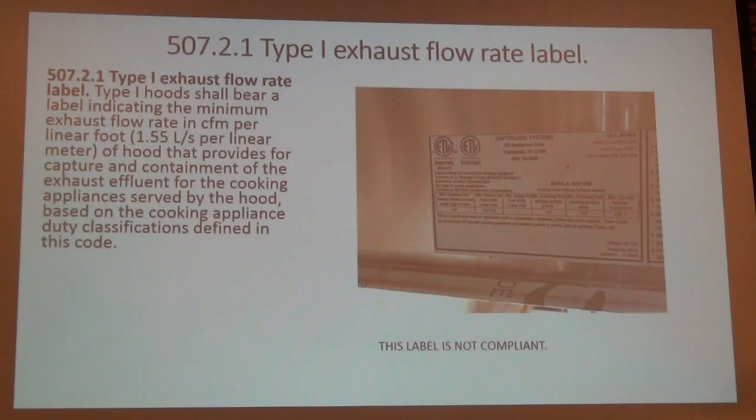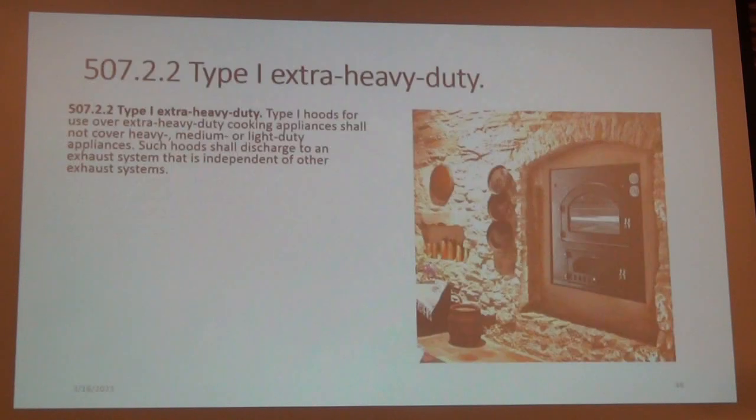Now, after having some conversation with Captive Air for over 6 months, it says, I don't care. It's in the code now, and you have to comply. They do it now. They both put the temperature and the duty appliance. That was the best thing. Because as inspectors, we don't deal with temperatures. We deal with light duty, medium duty, heavy duty, and extra heavy duty. So that label didn't mean anything to us. Extra heavy duty, separate hood and separate ducting.